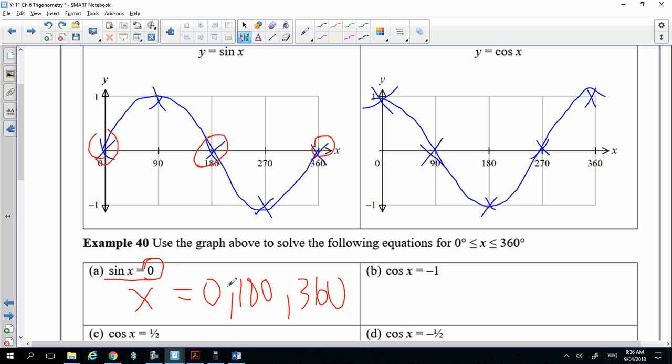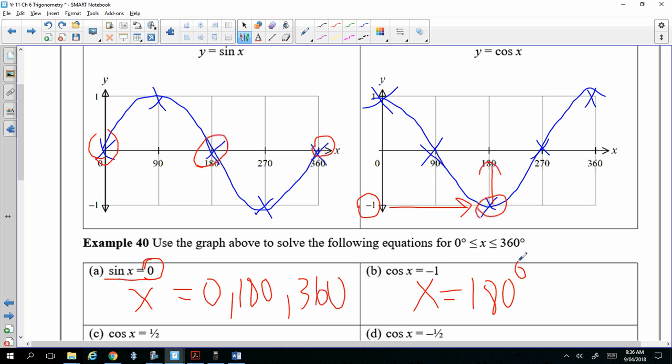180, right? See this point, -1, it's 180. Okay, so far pretty easy. So we can use the graph to do ratios, and also use the graph to find angles given a ratio. All right. How about the next one?